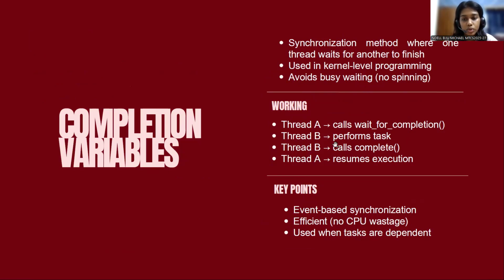When it comes to the working, there are two threads here. Let's call them thread A and thread B. Thread A calls wait for completion, and then thread B performs the task, and then thread B calls the complete function. After that, thread A resumes its execution. The key points here include that it is an event-based synchronization and it is more efficient since there is no CPU wastage, and it is used when tasks are dependent.